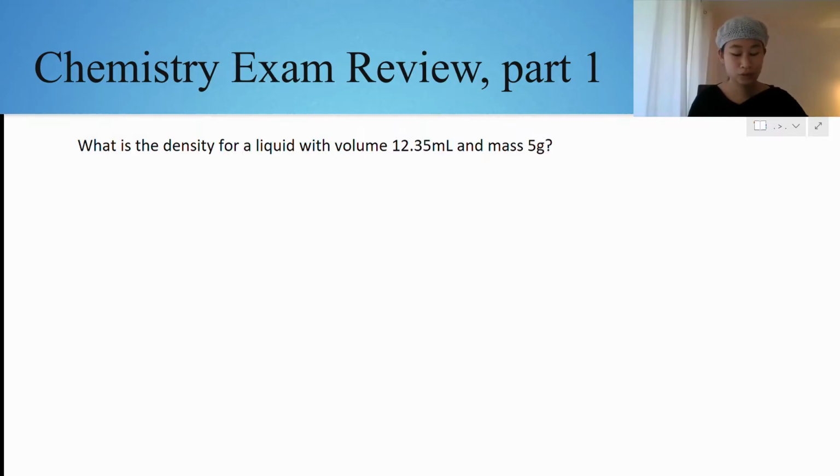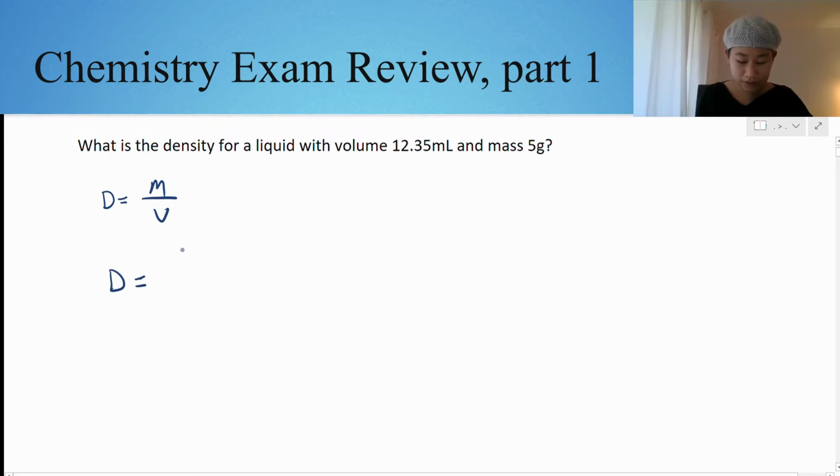What is the density for a liquid with volume 12.35 milliliters and a mass of 5 grams? Well, you should recall that density is mass over volume, and so we have that the density is equal to the mass of 5 grams over the volume of 12.35 milliliters. Okay, so you divide 5 by 12.35. And this will give you the answer of 0.40 for the density.